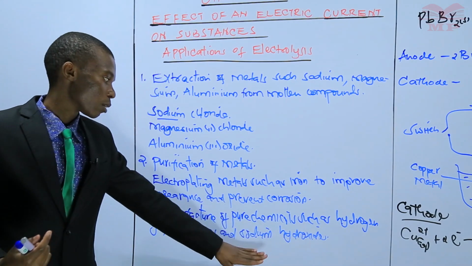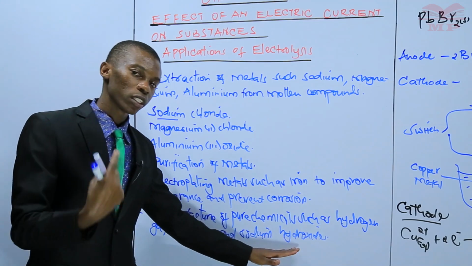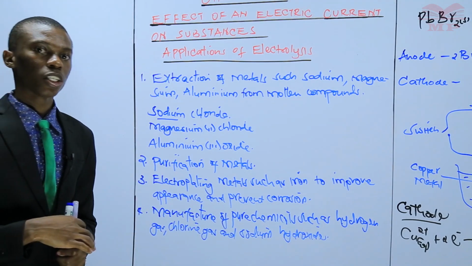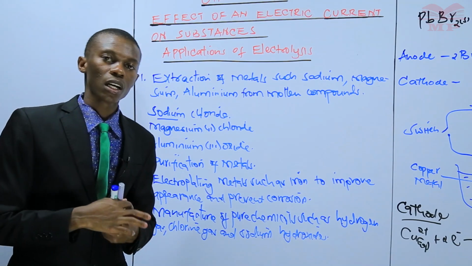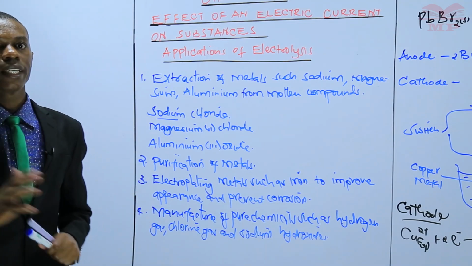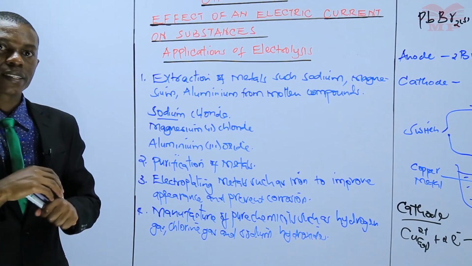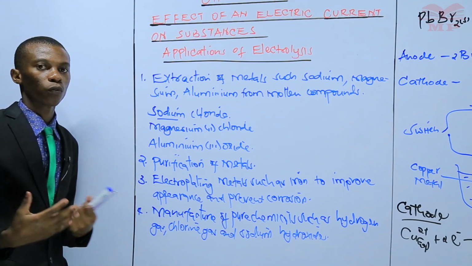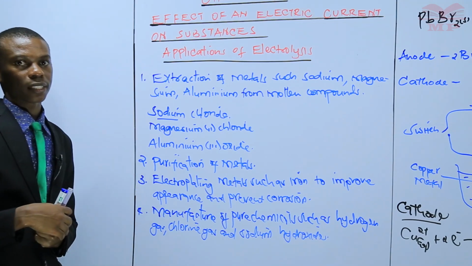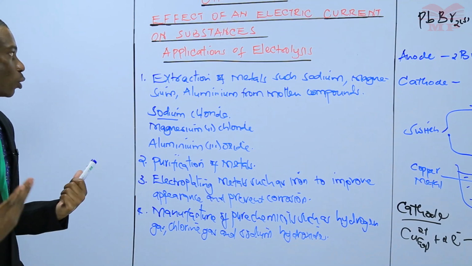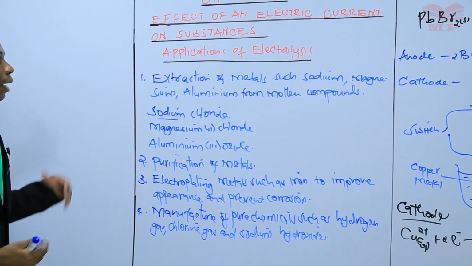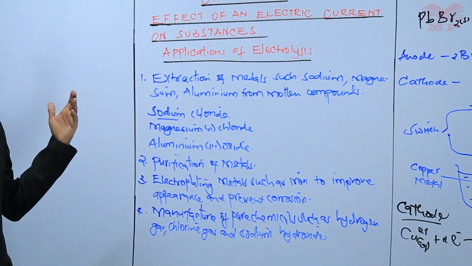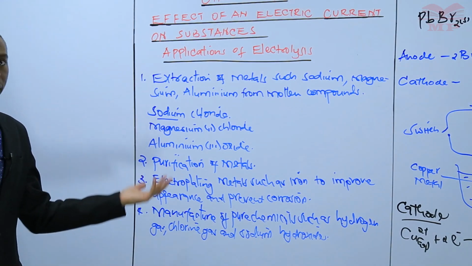So we are going to discuss how you are able to manufacture sodium hydroxide using the electrolysis process. Again, that is later in the syllabus. Therefore, those are some of the applications of electrolysis. Some of the applications include extraction of metals such as sodium, magnesium, and aluminium from molten compounds.